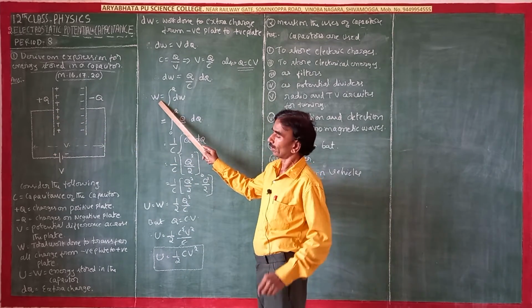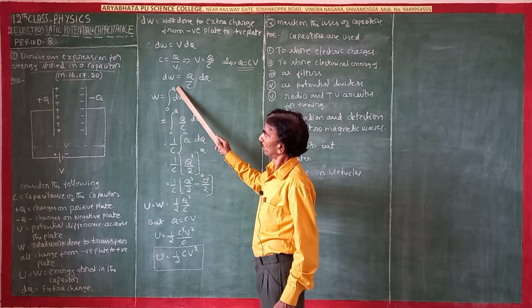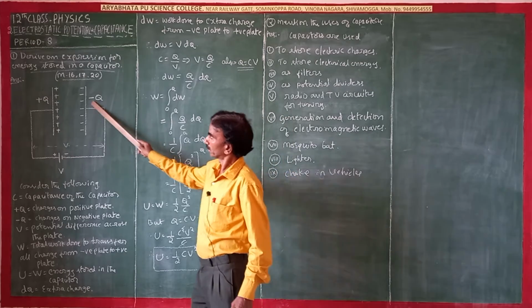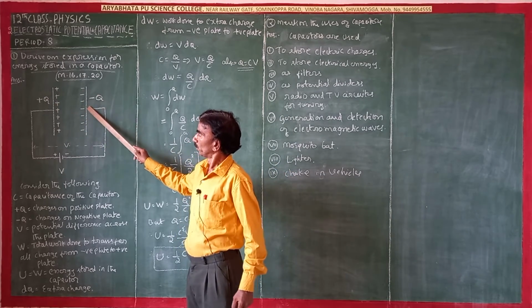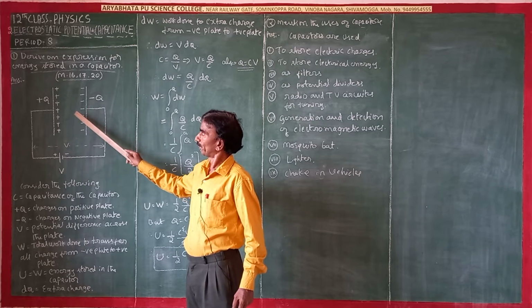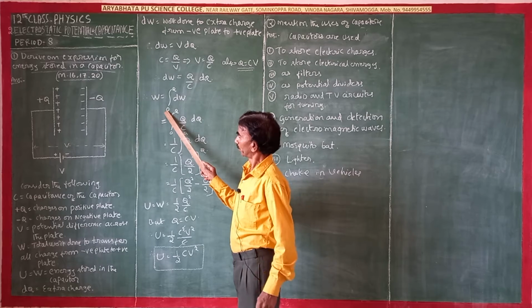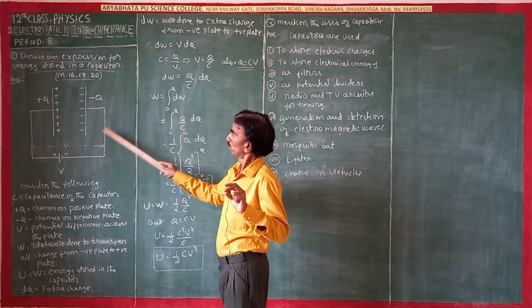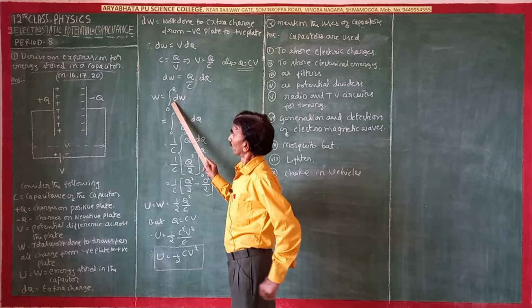Capital W is equal to the total work done from 0 to Q charges. How many charges are there? Q number of charges are there here. To bring a Q number of charges from the negative plate to the positive plate, extra work is done. So that is 0, meaning no charges, to all the charges. All the charges we have to bring from 0 to Q.